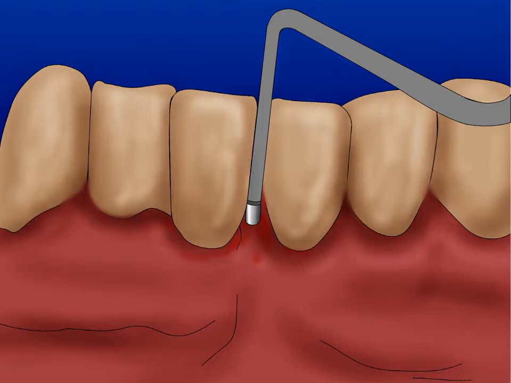Soft tissue grafts. Tissue, taken mostly from the roof of the mouth, is grafted onto the gums in order to reinforce receding gums or fill in places where gums are thin. This can help reduce sensitivity and can also improve the appearance of your teeth.